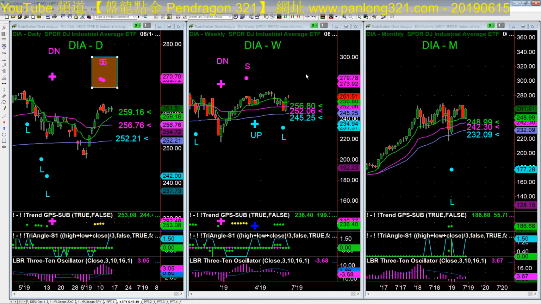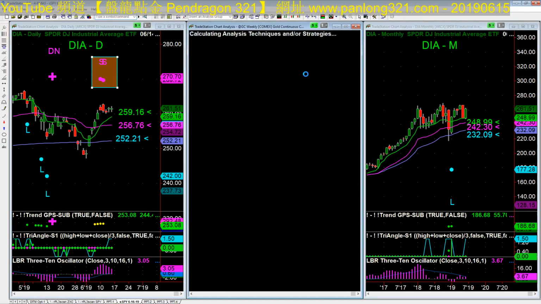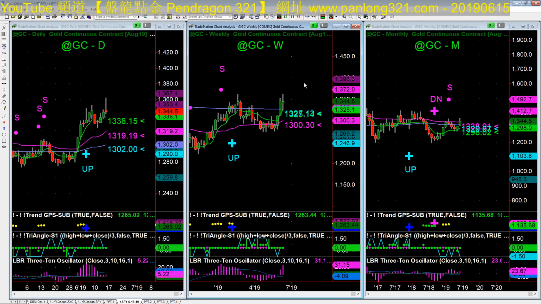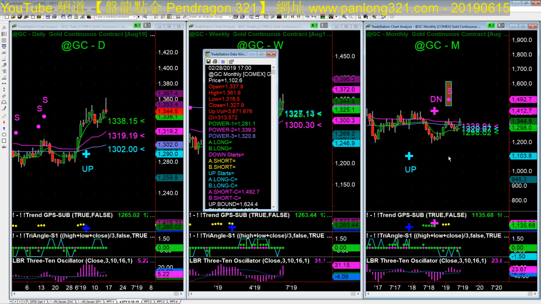Okay, so now let's go on to gold. Gold is something quite interesting. Step number one, look for the trends and signals. On the monthly chart, we confirmed a short signal way back in March of this year. But this month's bar actually took out the previous high.